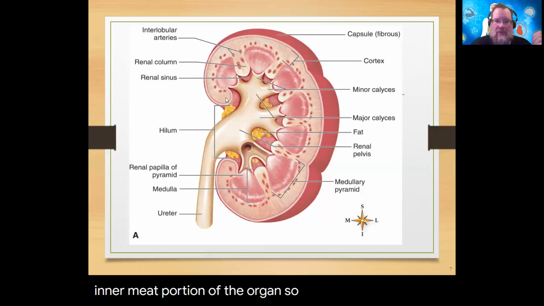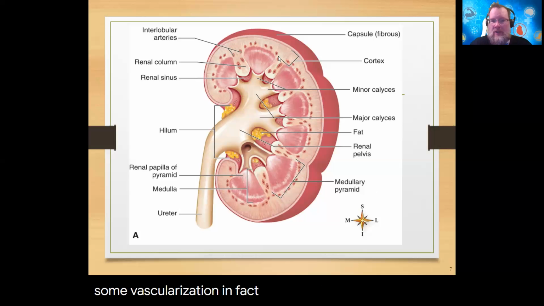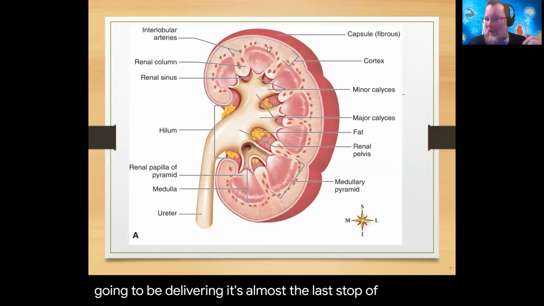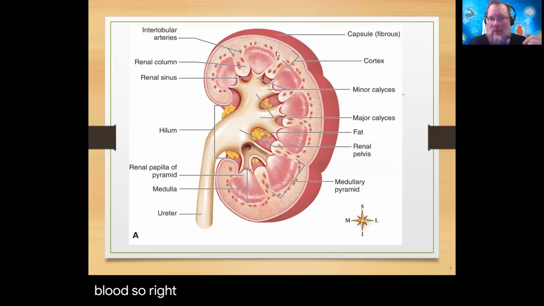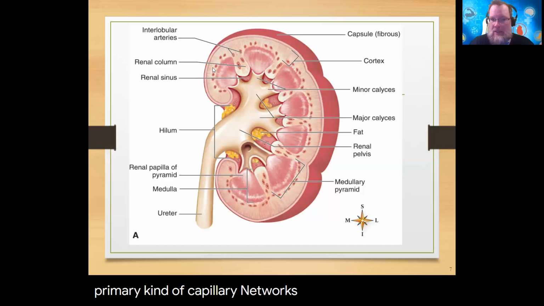So the cortex of the kidney is going to be this outer, more superficial area. Okay. We do see some vascularization. In fact, these little archway vessels are almost the last stop of delivering blood. So right up in this area is where we're going to see the primary capillary networks of the kidneys in that cortex.